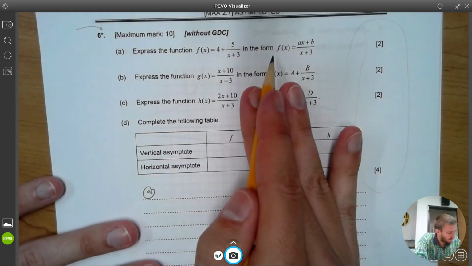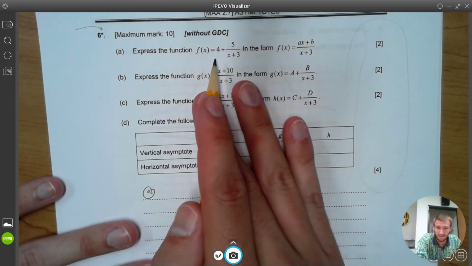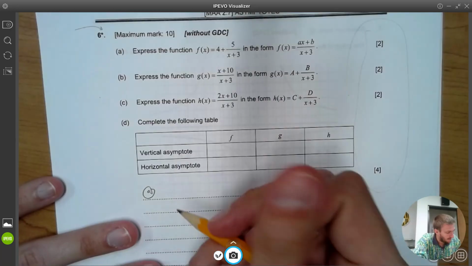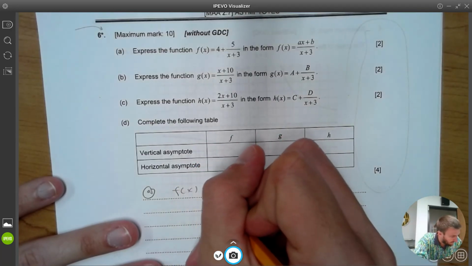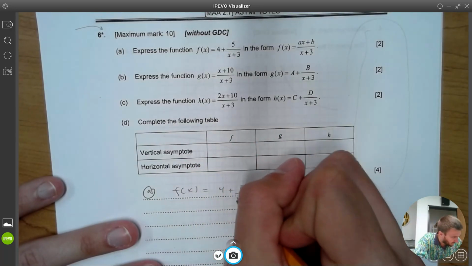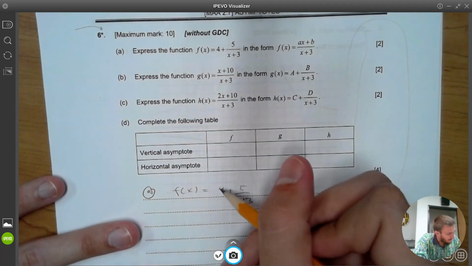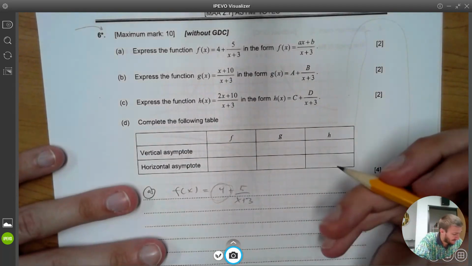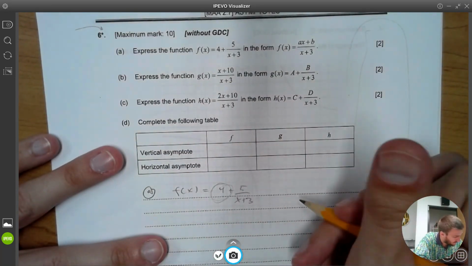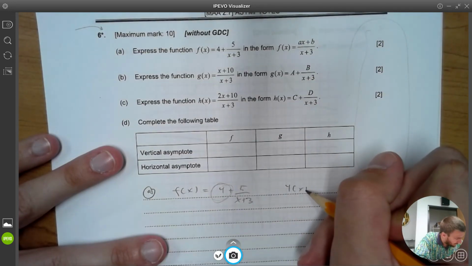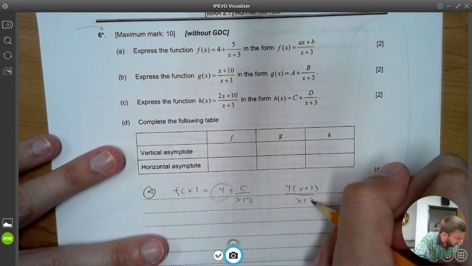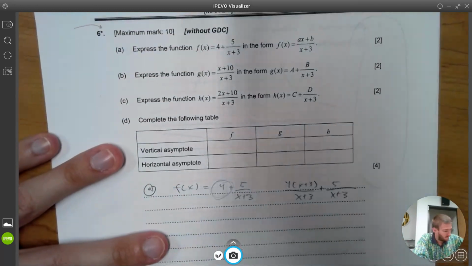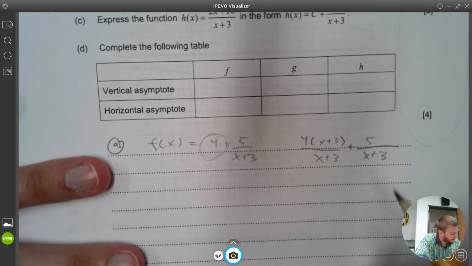Part A says our function wants to be in the not vertex form, because this is looking like a vertex form: up 4, left 3, vertical stretch. So let's take this, f of x equals 4 plus 5 over x plus 3. I'm going to think about this 4, and basically I just want to add fractions together. So I'm going to make this 4 into 4 times x plus 3 over x plus 3. Just some common denominator math. Real easy, not too bad at all.